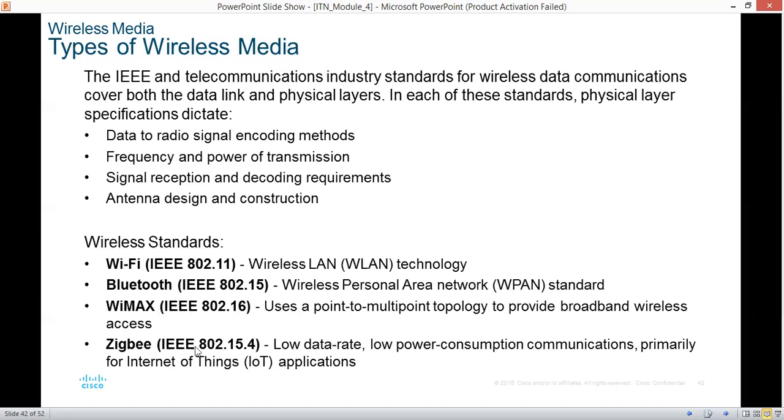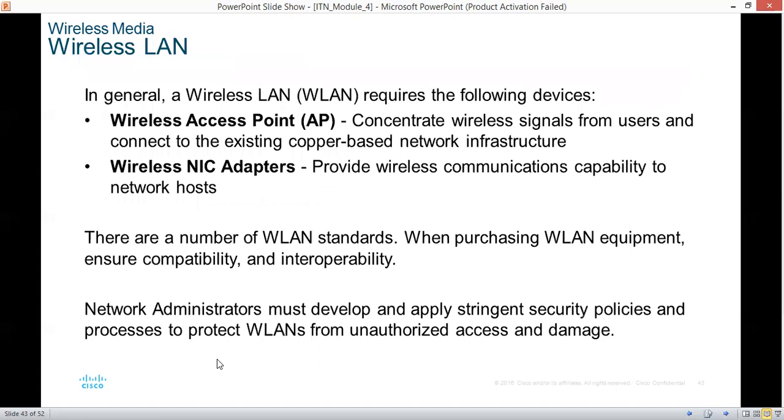And then ZigBee, which is 802.15.4, is for low data rate, low power consumption communications, and primarily for the Internet of Things, that's IoT. And remember, for your IoT, even some of your cameras actually operate on IoT and all of that. Okay, so those are the standards we have.